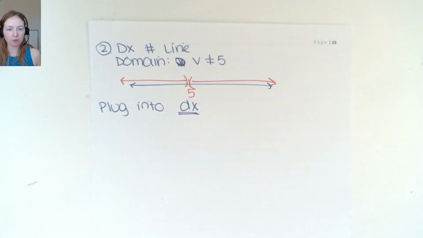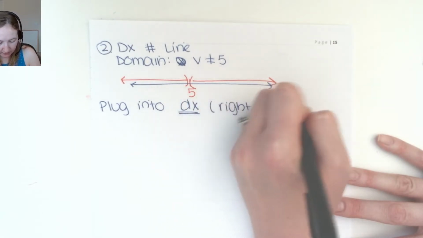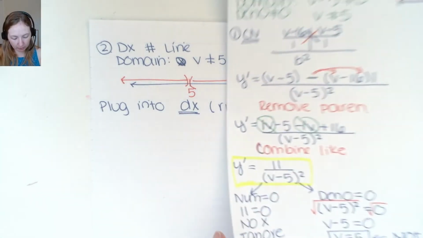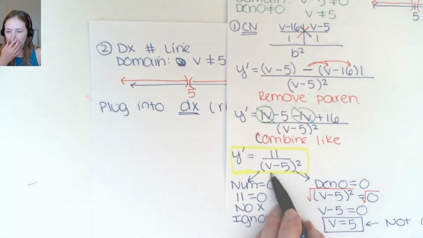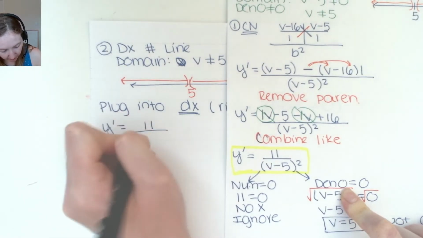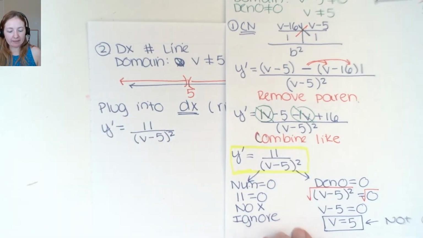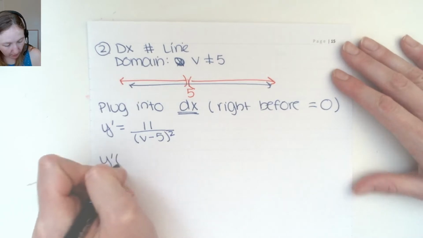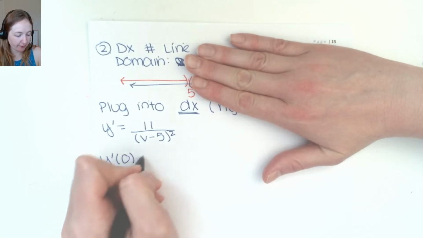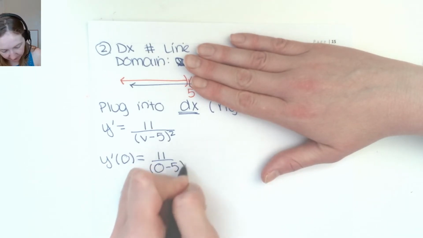And specifically, we're going to plug into the derivative right before we set numerator equal to 0 and denominator equal to 0. So we go back to our work on the previous page and we say, okay, on this previous page, right before I set numerator denominator equal to 0, I had a derivative of 11 over v minus 5 squared. And now I need to plug in a number on this first interval from negative infinity to 5. So I'm feeling like plugging in 0. You could plug in any number though you want to, and you'll have 11 over 0 minus 5 squared.